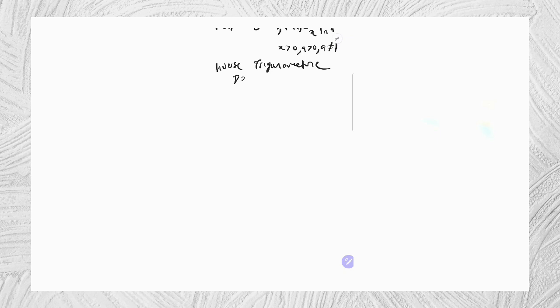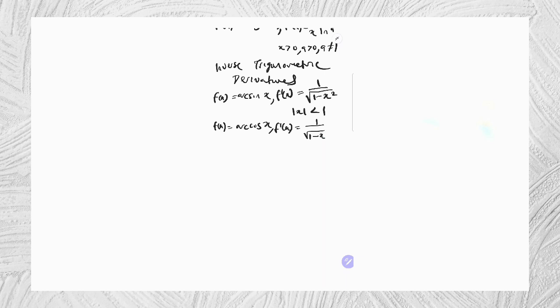Now we will move on to inverse trigonometric derivatives. When f of x is equal to arc sin x, the differentiation of f of x is equal to 1 divided by the square root of 1 minus x squared, where the absolute value of x is less than 1. And when f of x is equal to arc cos x, the differentiation of f of x will give you minus 1 divided by the square root of 1 minus x squared, where the absolute value of x is less than 1.